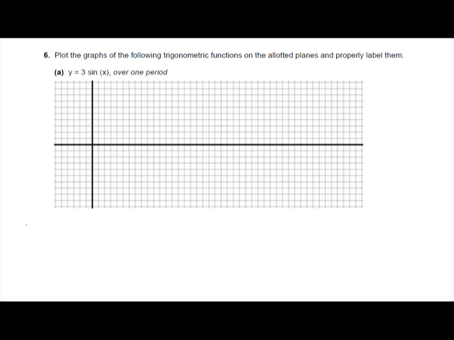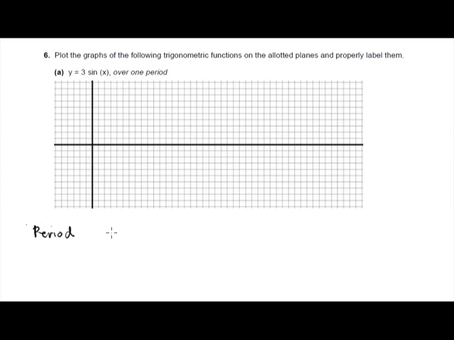Hi again. So this video will show how to graph trigonometric functions, and in this particular problem we are supposed to graph y equals 3 sine x over 1 period. In graphing a sine function, which is also the same for cosine function, you need to identify the period. The period is, like, you think of it as one cycle. So the moment you reach one period, the graph will just repeat that pattern.